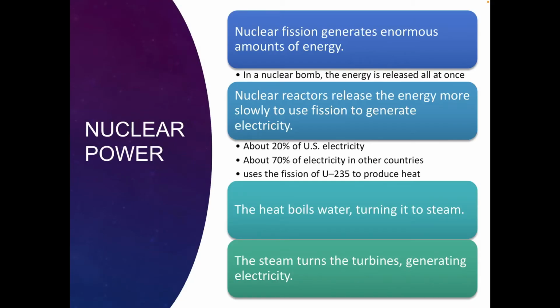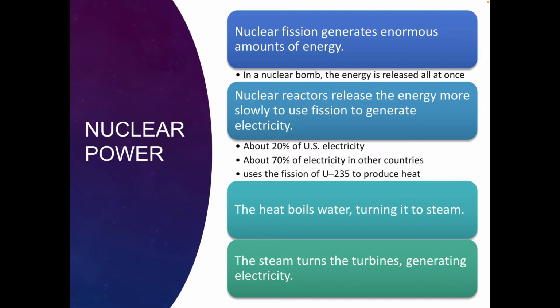So somebody finally realized, hey, nuclear fission generates a lot of energy, right? What if we could slow it down and capture this energy to be used to generate electricity? In a nuclear bomb, all of this energy is released all at once. But what if we could slow down that chain reaction? What if we could moderate it somehow so that we could get the energy coming out when we want it to and be able to make it useful for us?